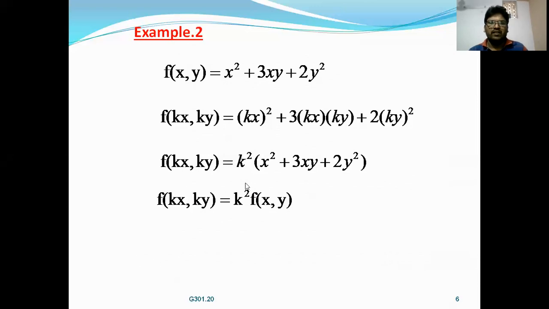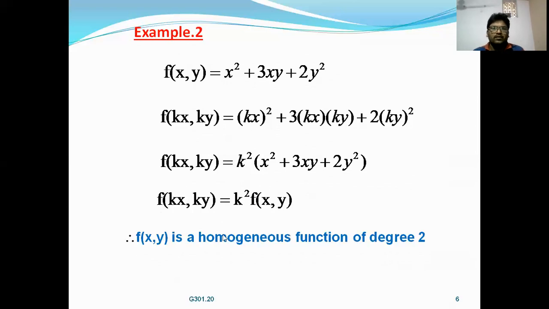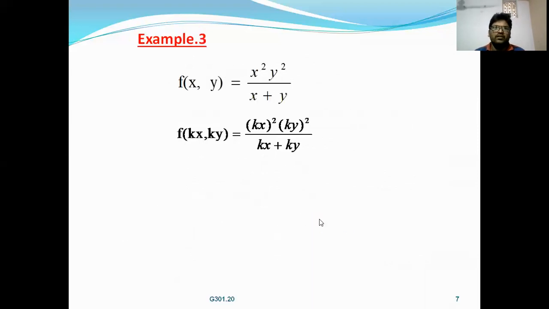So here we are taking common k to the power of 2. This 2 indicates the degree of the homogeneous function. This form is called the homogeneous function. Hence f of x is a homogeneous function of degree 2. So this is the second problem. Now I will go to the third problem.